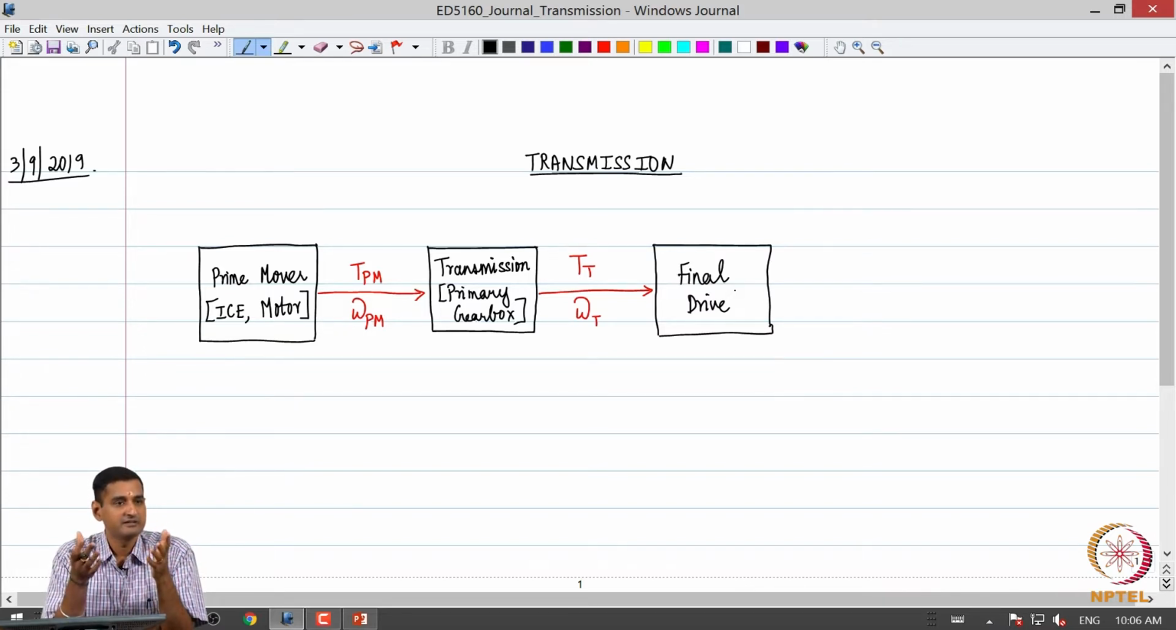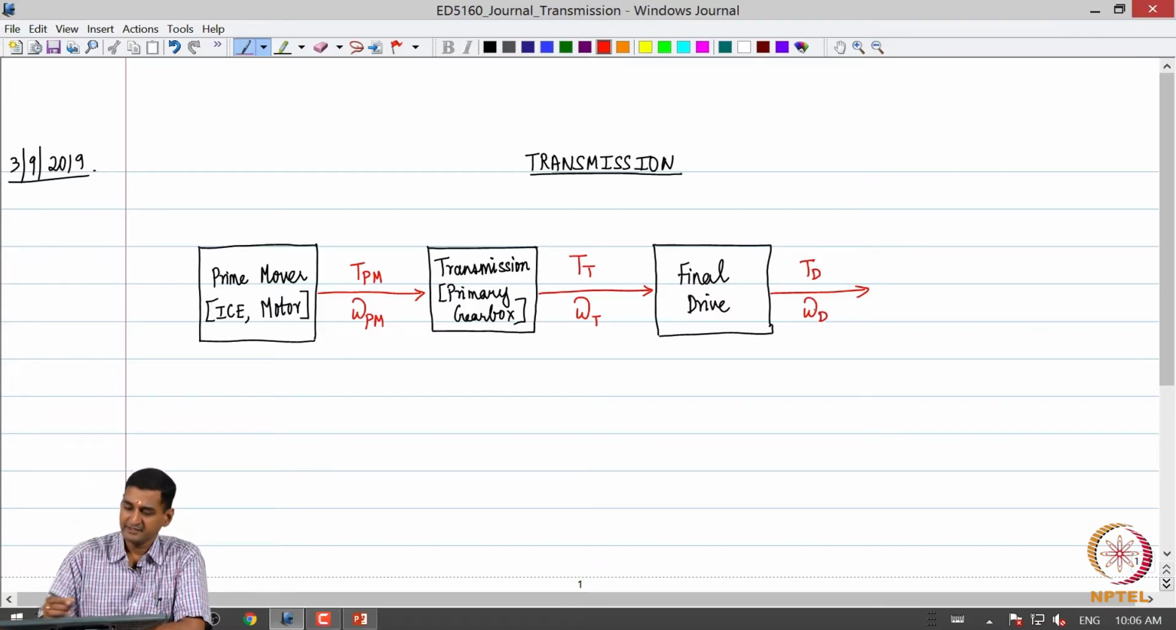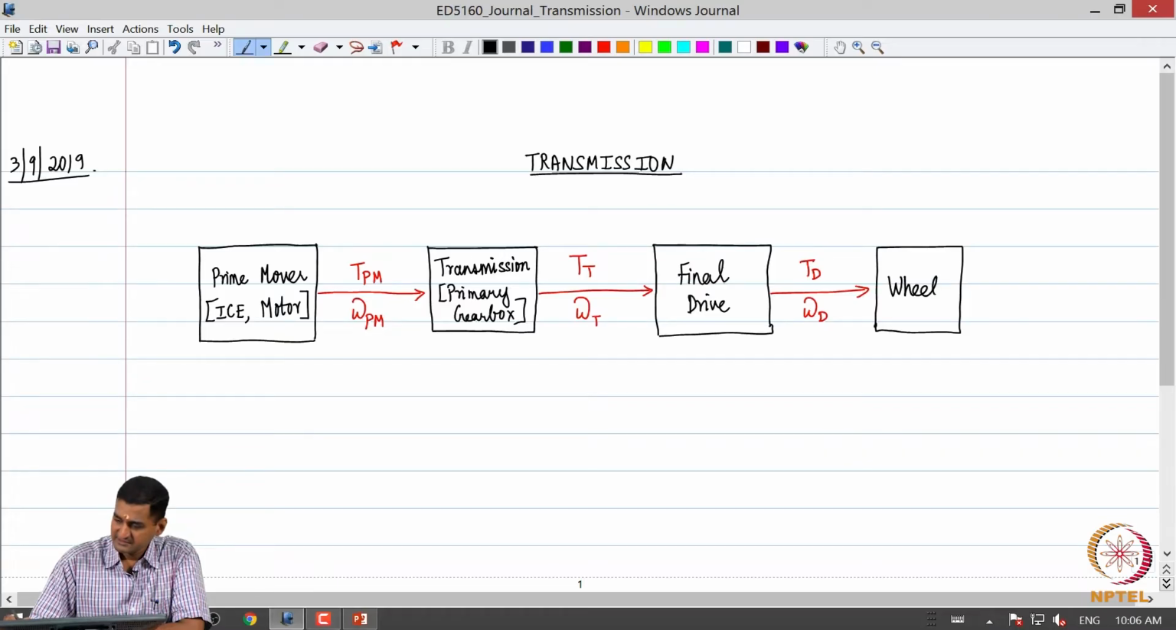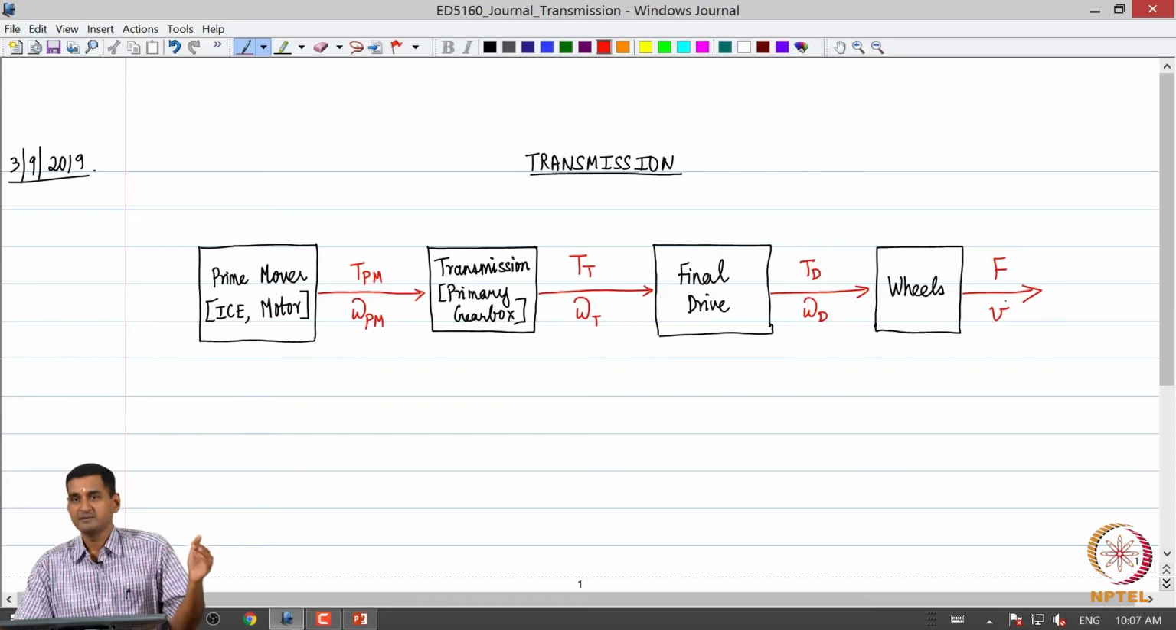Suppose the vehicle is such that the front wheels are driven. The final drive will split the torque coming out of the gearbox and provide it to both the left and the right wheels. That is what the final drive will do, and this delivers some torque at a speed of omega d. This is ultimately provided to the wheels, and the wheels, through the contact between the tire and the road interface, generate a traction force F, and the vehicle moves at some speed V. So ultimately this is the flow of energy transfer through this system.